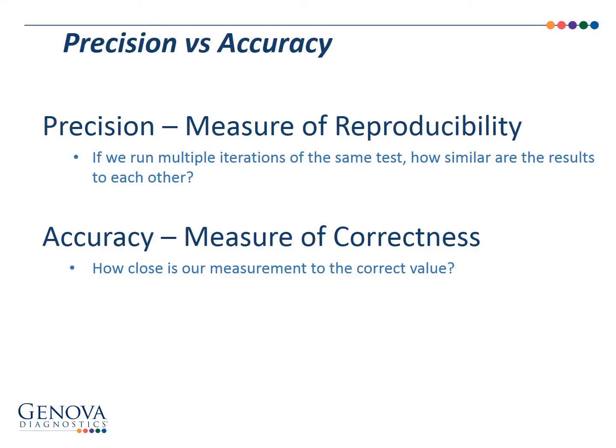So first I wanted to recap quickly the difference between precision and accuracy. Precision we talked about last time, and if you remember, this means if we take the same sample and we run it multiple times, do we get the same answer? Accuracy is a measure of correctness. If I take a sample of known value, do I get the correct value?